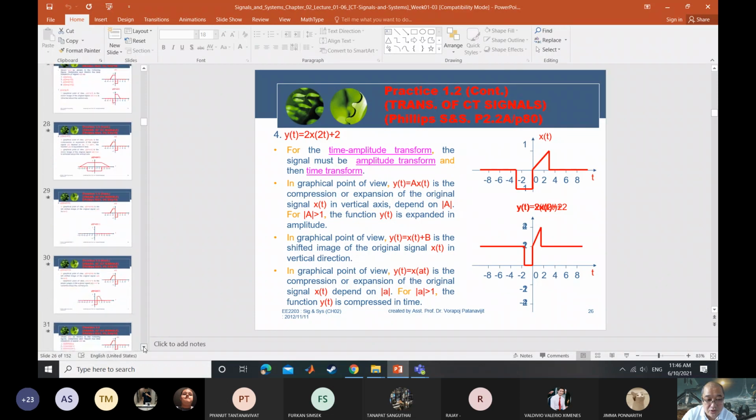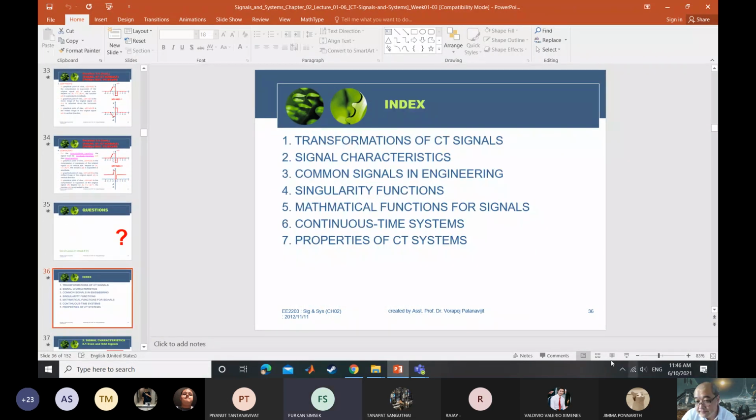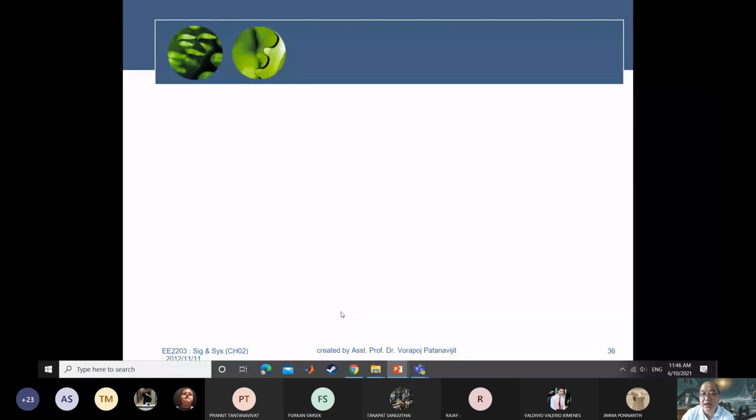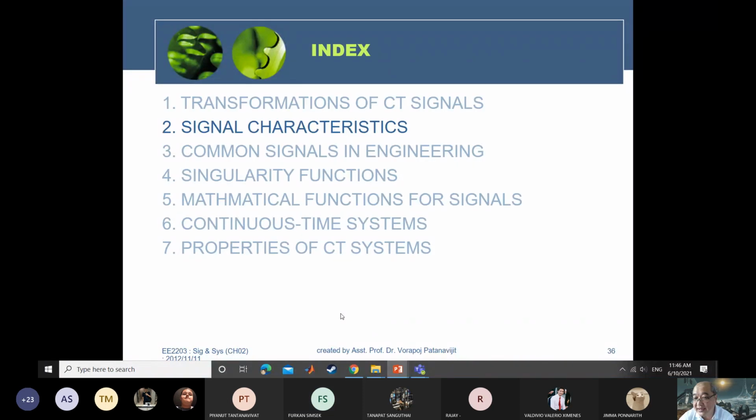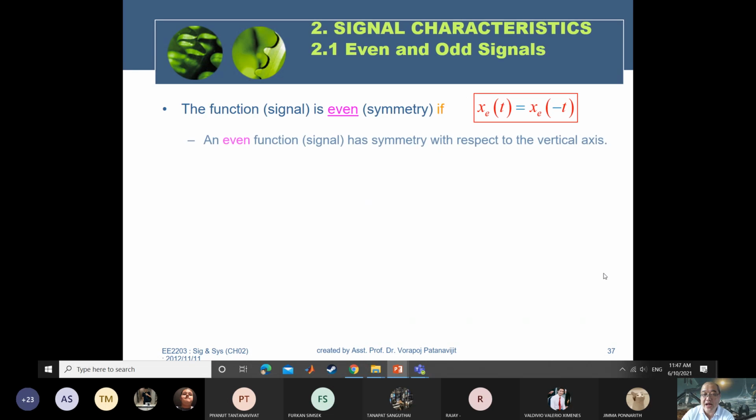We go to the last part. Can you hear me? Yes. The last part is the signal characteristics. For this case, we have the even and the odd signal.